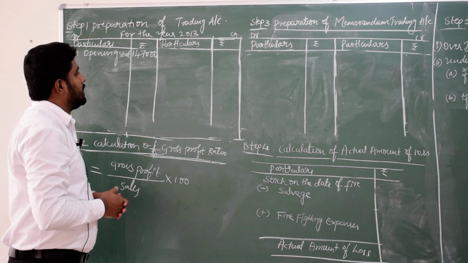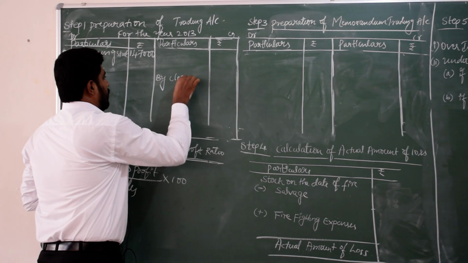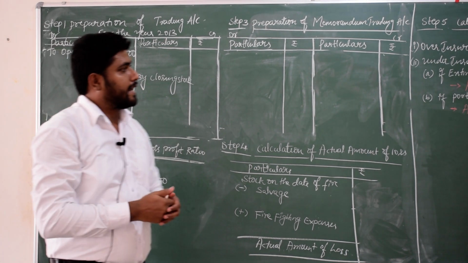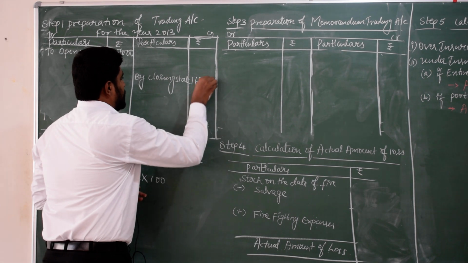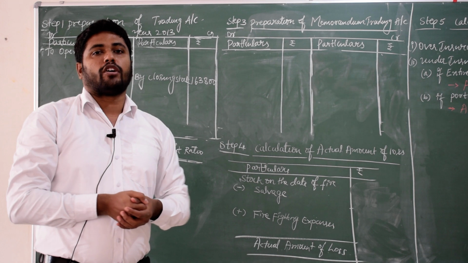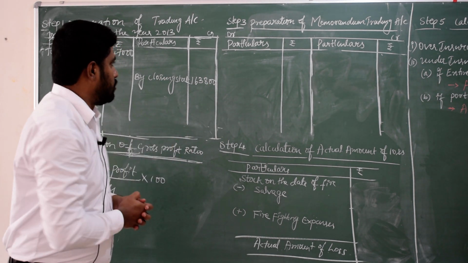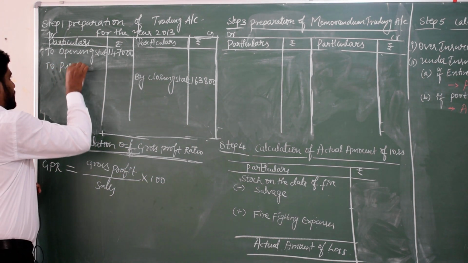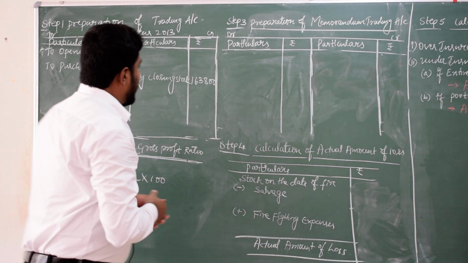Now record the next item, stock on 31/12/2013, that is closing stock. Closing stock should be credited, so on the credit side, by closing stock. The value of closing stock is 1,63,800. The next item is the purchases for the year 2013. This transaction belongs to the trading account. Purchases should be debited to purchases. The value of purchases is 7,96,000.